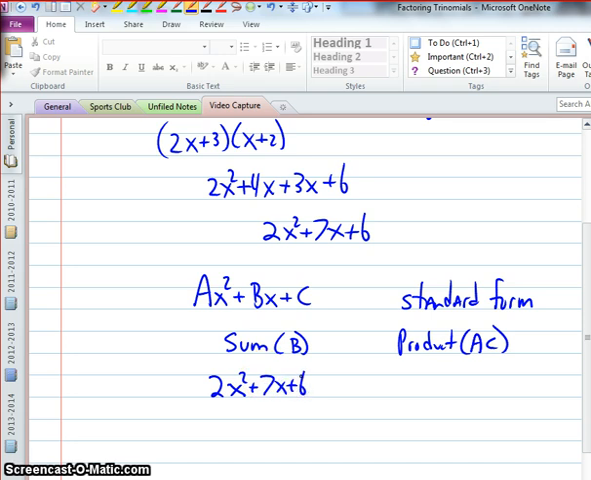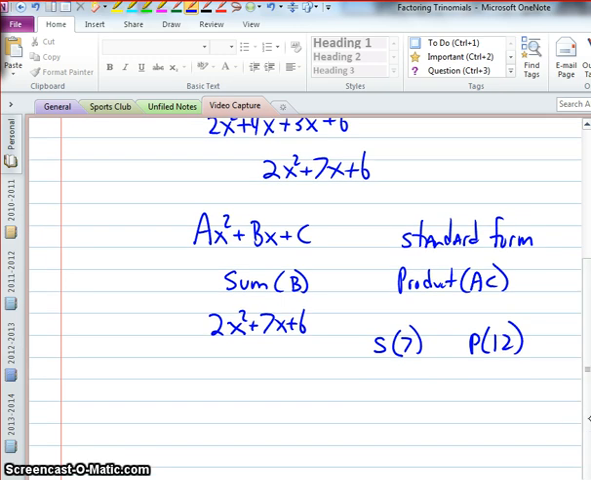So this is in standard form, meaning the quadratic form: the squared term is first, then the linear term, then the constant. Well, the sum here is going to be b. That's going to be 7. And the product is going to be a times c, or 2 times 6, which is 12. So what we're looking for is the factors of 12 that add up to 7. And what I mean by that is 12 can be 1 times 12, 2 times 6, or 3 times 4. Which of these three choices add up to 7? Well, 3 and 4 add up to 7.